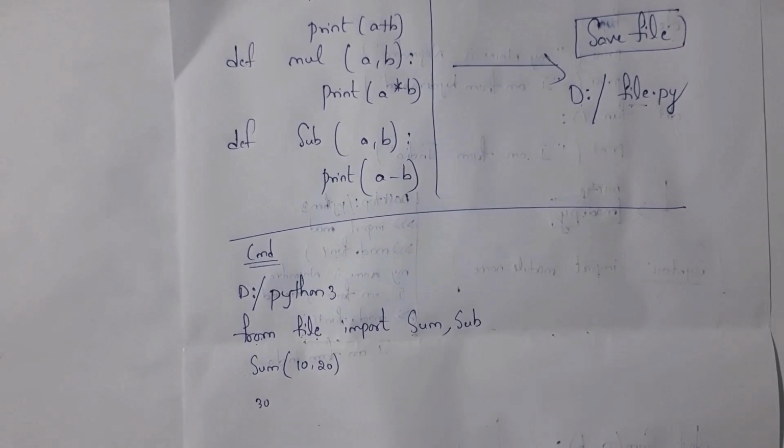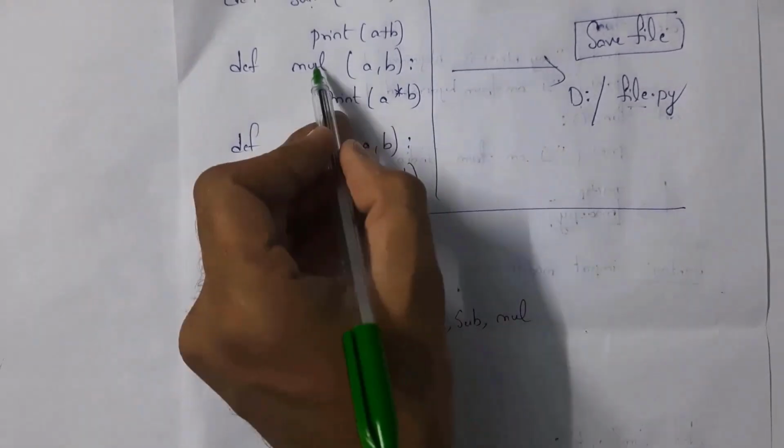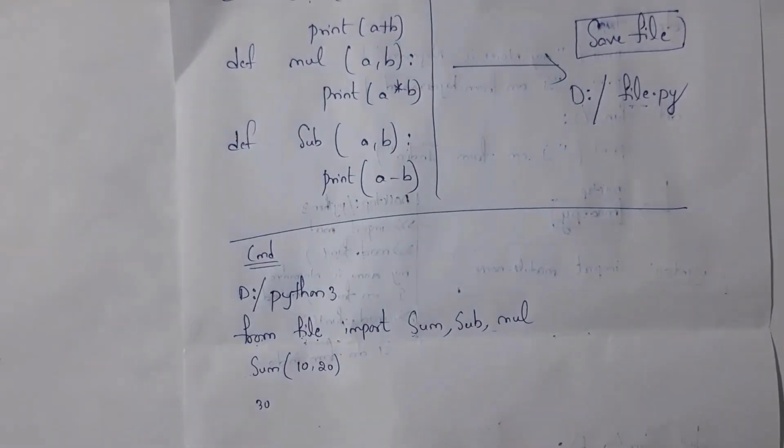For example, I want to perform multiplication. So just write here sum, sub, mul. Because this function name is mul, so just write here mul. So now you can perform addition, subtraction and multiplication.